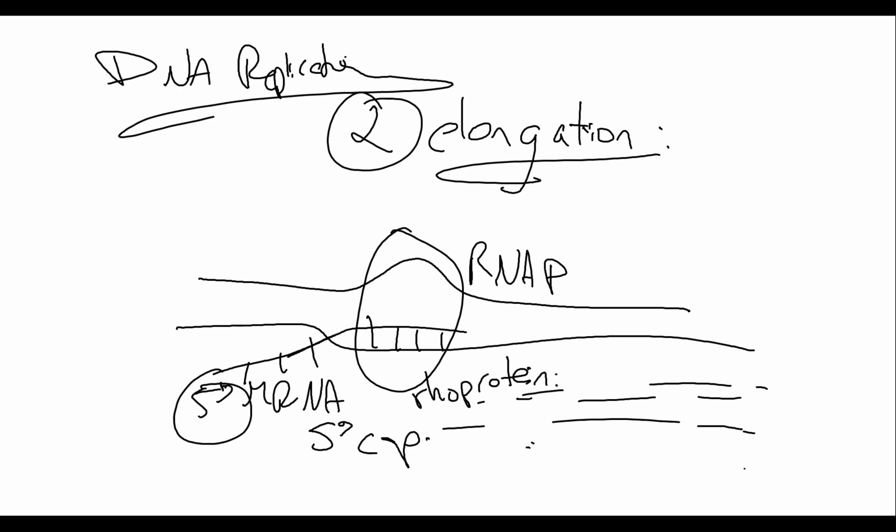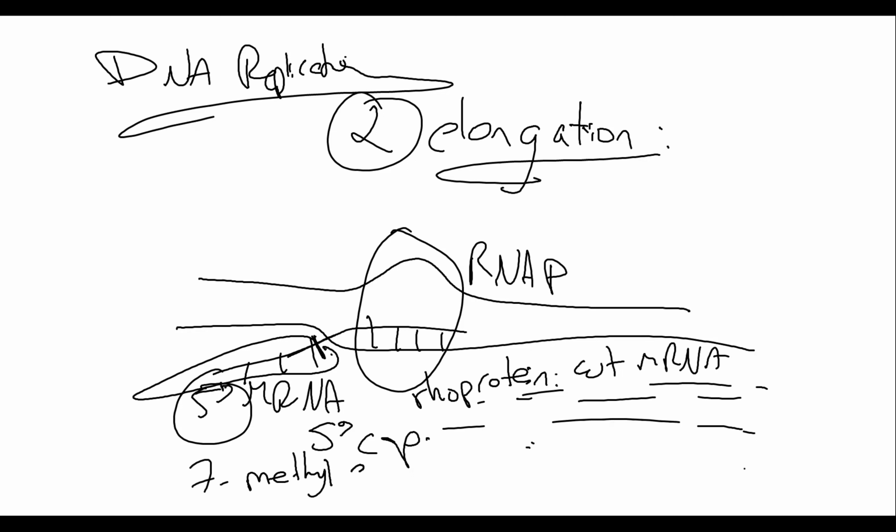This Rho protein will cut the mRNA and throw it into the cytoplasm. So it will cut the mRNA and throw it outside. So this part of the mRNA will be cut by the Rho protein. Perfect? Perfect. So in the cytoplasm, we have a substance which is called 7-methylguanine. This 7-methylguanine will protect the mRNA from the enzymes in the cytoplasm.